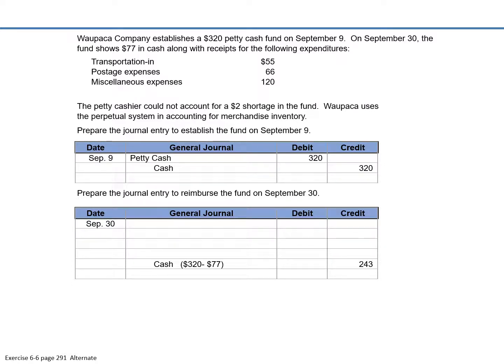So our cash is reducing by $243 because we spent $55 on merchandise, $66 on postage, $120 on miscellaneous expenses, and we had a $2 shortfall. So that's going to go to cash over and short. Okay.